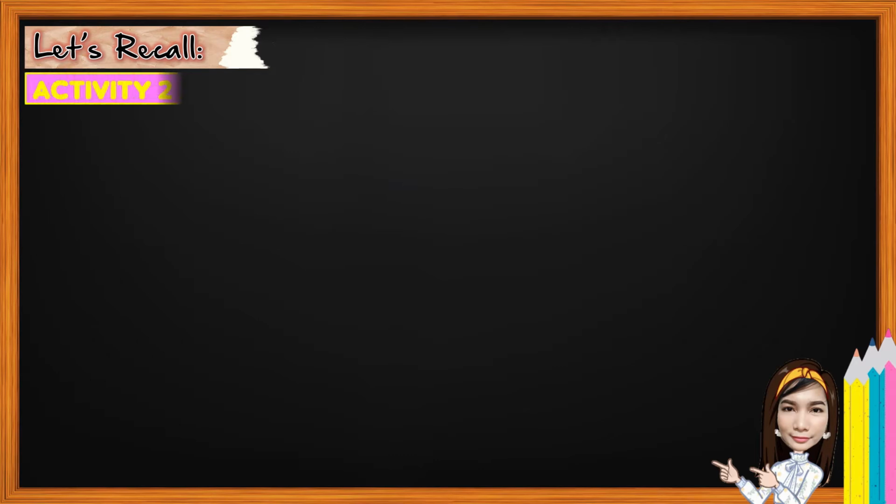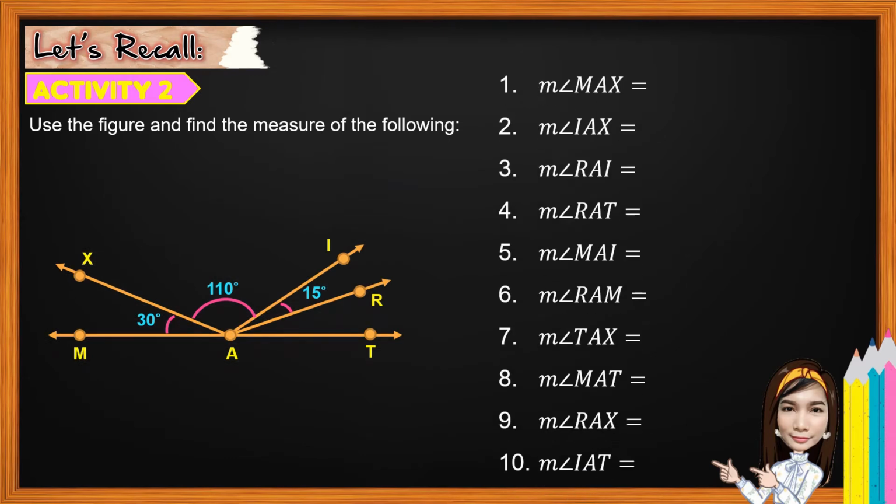Next, let's proceed to Activity 2. Use the figure and find the measure of the following. For number 1, the measure of angle MAX is 30 degrees. For number 2, the measure of angle IAX is 110 degrees. For number 3, the measure of angle RAI is 15 degrees.